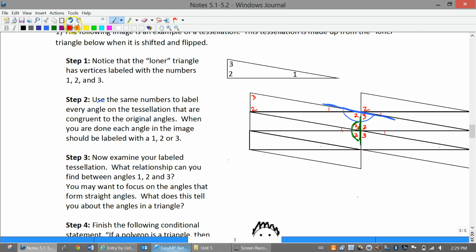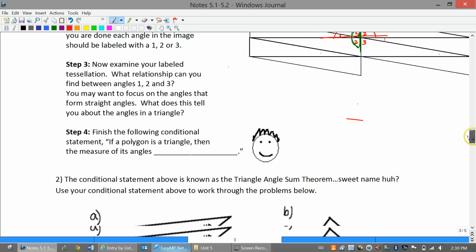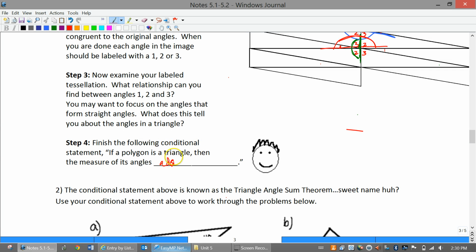There's more straight angles in here. Here's another one. What makes up that straight angle? 1, 2, and 3. What's the measure of a straight angle? 180. So why do the 3 measures inside of a triangle add up to 180? That's the reason why. Because when you tessellate it, which is a weird word, they add to 180. Okay, that's the takeaway.